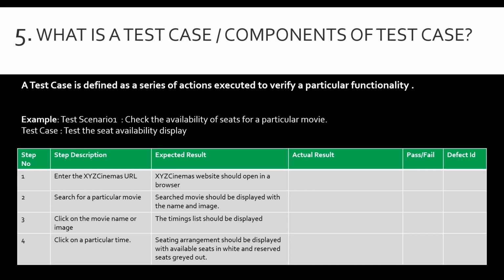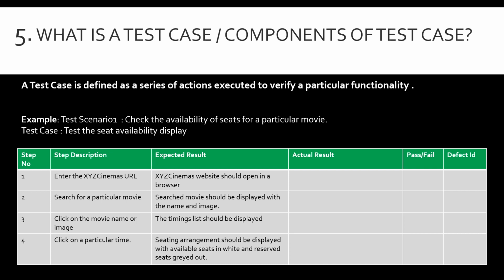So step number 1 and the description. The description is like enter the XYZ Cinema URL. What is the expected result? The XYZ Cinema's website should open in a browser. And step number 2, search for a movie. Expected result is the searched movie should appear with an image and the name.